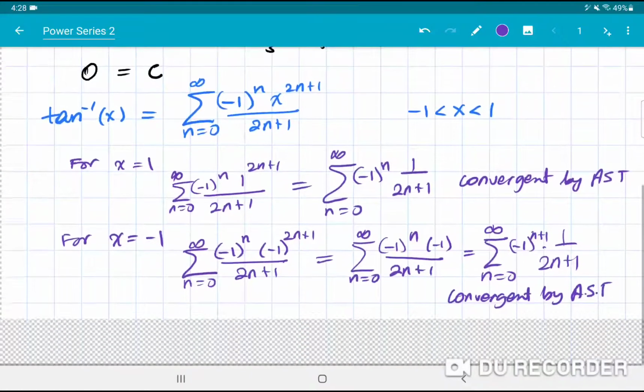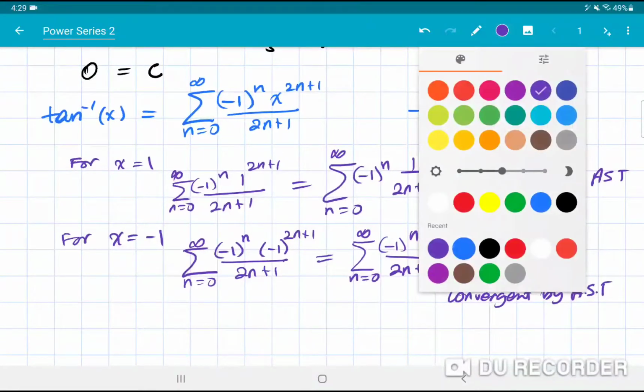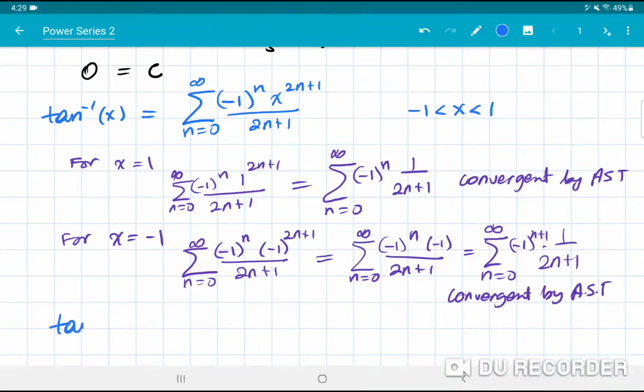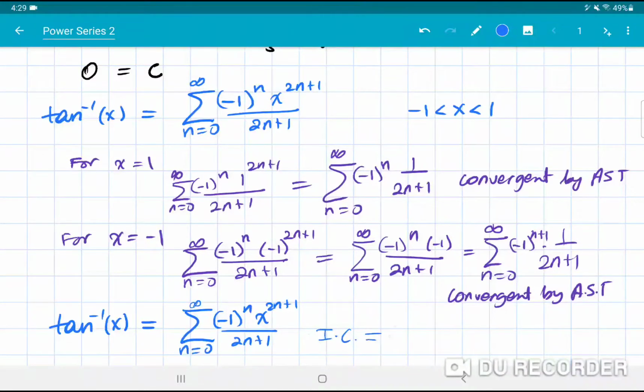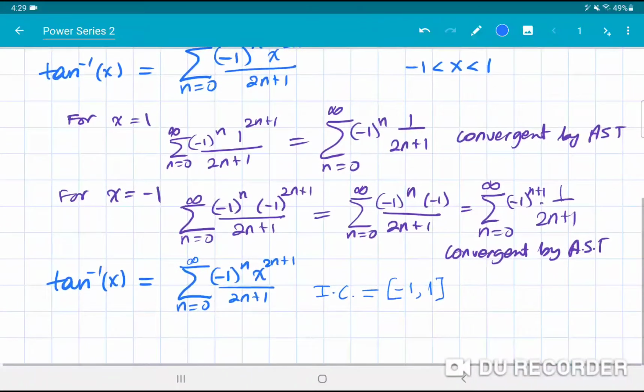So what we get now, the final answer, is tan inverse of x is 0 for c plus negative 1 to the power of n, x to the power of 2n plus 1, divided by 2n plus 1, n from 0 to infinity, with the interval of convergence of negative 1 comma 1, negative 1 and 1 included. Alright, so we're finished here for this problem.